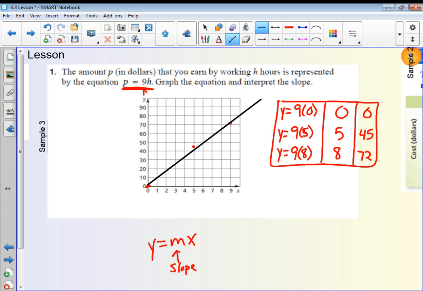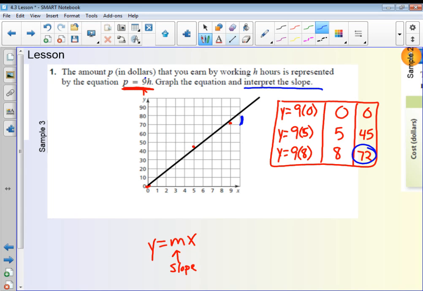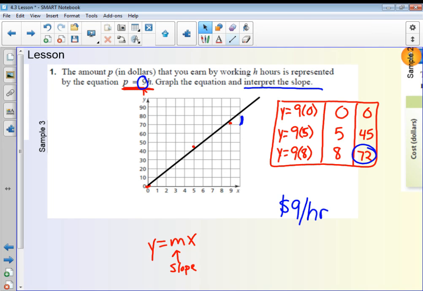You should have ended up with your graph looking something slightly like that. Once again, I had 10 between each of these boxes, so it's really hard for me to graph that 72. So I'm slightly off probably on my numbers, but in general, it looks like they're pretty close to a straight line. Had I done my graph by fives, it would have been easier to get it more precise. So we graph the equation. We also need to interpret the slope. So what does this 9 represent? That represents that we're going to get paid $9 per hour. So we're making $9 per hour at this job.